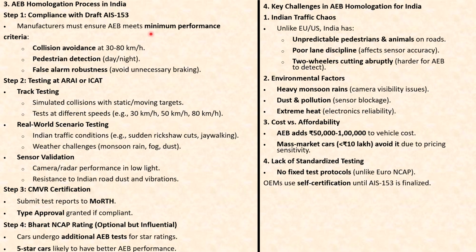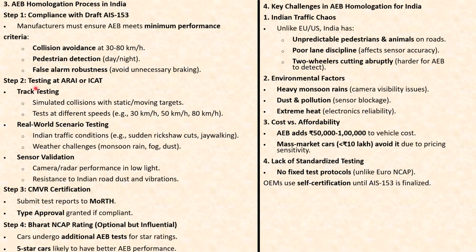Now let's see step by step what the AEB homologation process in India is. First of all, it must comply with the draft AIS 153, and what does this draft comprise? Manufacturers must ensure AEB meets minimum performance criteria. First is collision avoidance at 30 to 80 km per hour, and it must detect the pedestrian both at day and night, and it must avoid unnecessary braking, or it must prevent false alarms. So this false alarm robustness is very important.